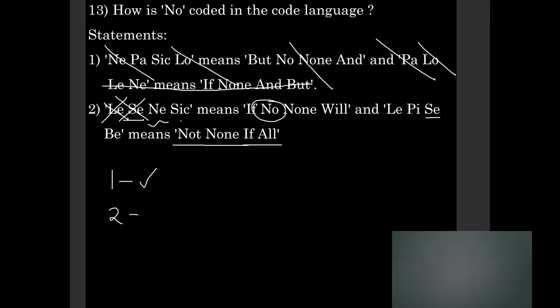Next, SIC is also not there in the second one. SIC also can be the code. Because we don't have any NE in this, we don't have any SIC also in this. So anything can be the code for no. As the answer is not clear, we cannot get the answer from the second one. As we cannot get the answer from the second one, only one is sufficient is the answer. Only one is sufficient is the final answer. So only one. This is about data sufficiency, which involved coding decoding.